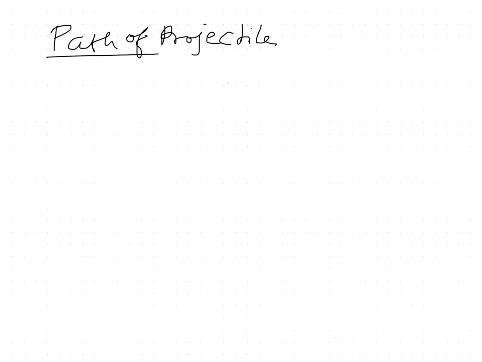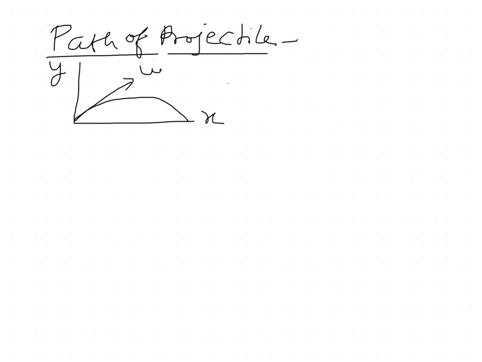So first we will prove the path of the projectile. It is also called the trajectory of the projectile. We have already seen that the path of the projectile is a parabola. We will prove this. So we take two axes x and y, then we throw the object with velocity u in this direction, and then it falls like this.